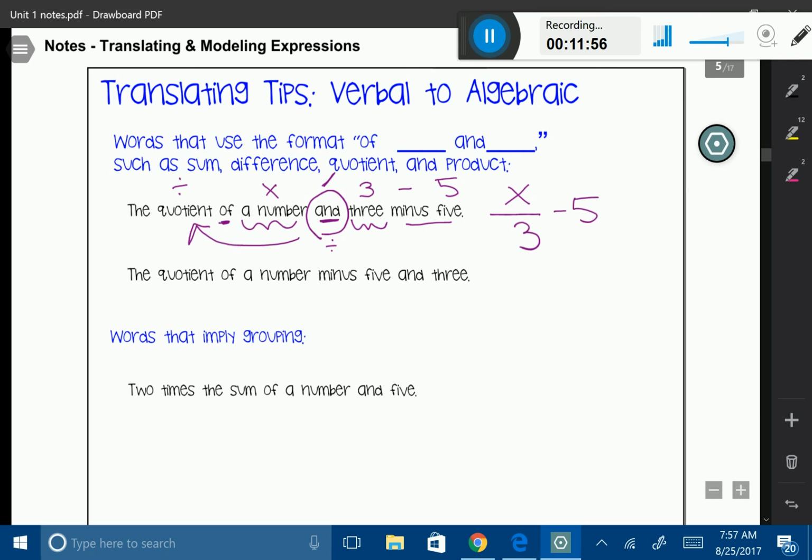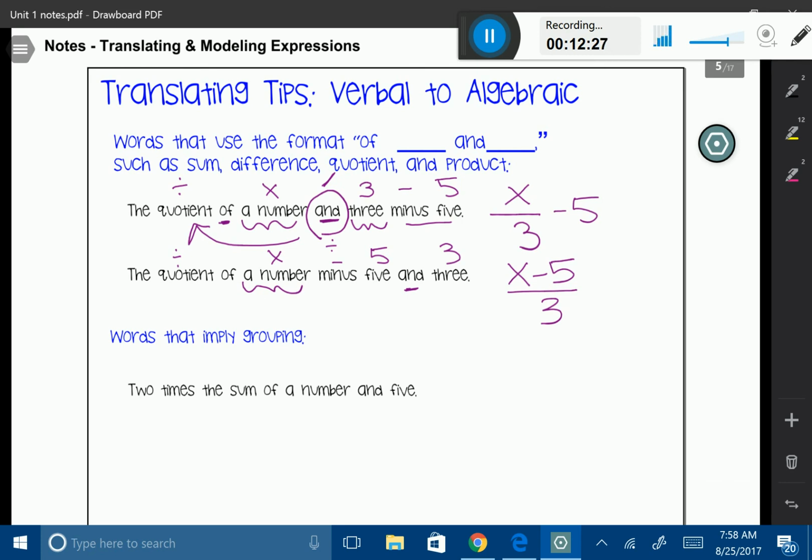Now, let me show you the next one because it's a little bit different. If I annotate the next one, it's going to be the quotient of a number minus 5, there's that "and" 3. Notice that my "and" is in a different spot. So the quotient of a number minus 5 and 3. Notice the difference between the first one and the second one.